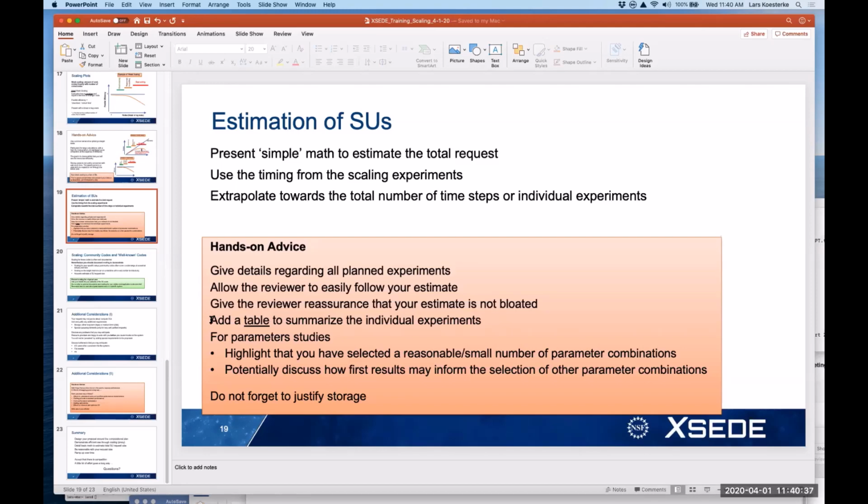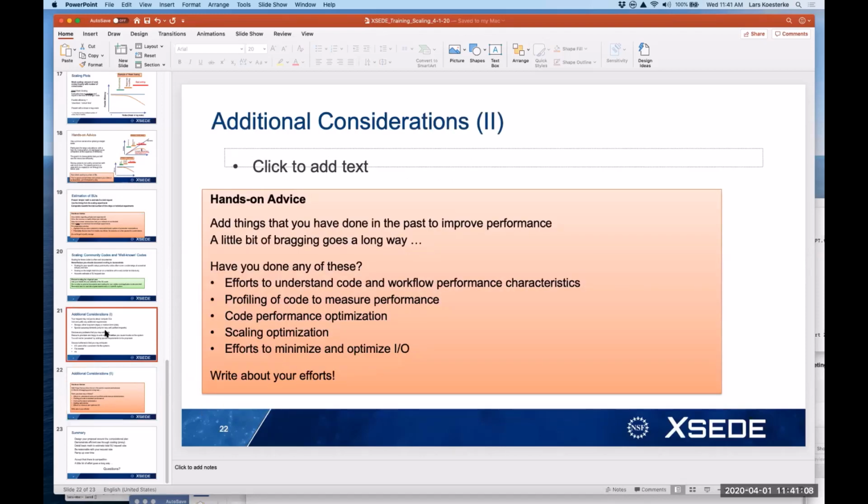Of course, I always read a little bit the description of the software. If it is community code, then I already know what that is, but nevertheless, I always like to read what an individual PI is writing about that software, and then I read all the other stuff. But the science part is really the last part that I read. I read the proposal really from the back end to the front end. Okay, we were here now. Additional considerations, hands-on advice.